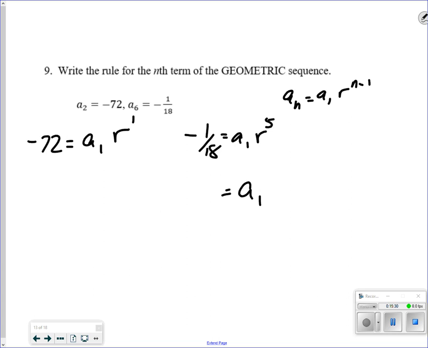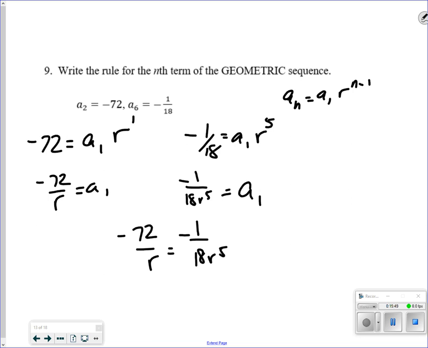So I'm going to divide. So I get negative 1 over 18 r to the 5th. And this one is negative 72 over r is a sub 1. Create a proportion. These two would be equal to each other. So negative 72 over r would equal negative 1 over 18 r to the 5th. Cross multiply. So I'm going to use a calculator now. 72 times 18.